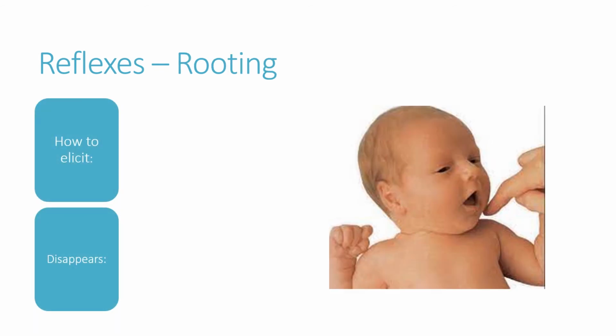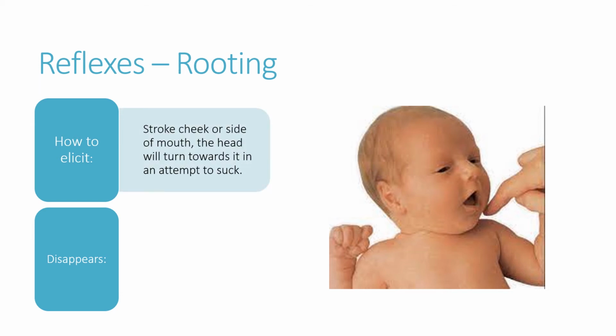Another reflex, the rooting reflex, is a primitive feeding reflex. This is when you're going to stroke the infant's cheek or side of the mouth. And what this is going to do is get them to turn their head towards that motion in attempt to suck. So this is definitely a reflex that we want to look at if the mom is breastfeeding. This is generally a good way to get the child interested in feeding. And this reflex disappears at about 4 months old.